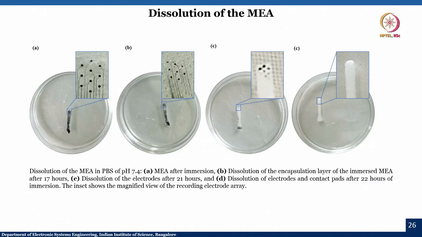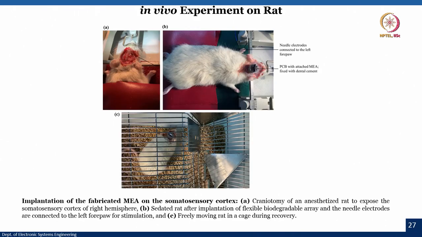So let us see how we are going to perform the rat experiments. You can see here the rat brain is open, and then you implant the device onto the rat's brain and suture it back. Now you have the PCB attached to the microelectrode array, which you can see here. The microelectrode array has been implanted in the rat's brain. Once you do that, you let the rat recover, and once the rat is recovered, it can freely move, and then you start the experiment part.